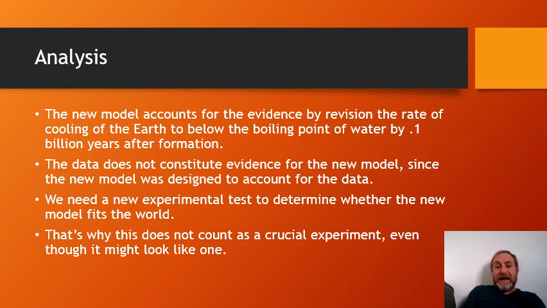Now we have a new model which accounts for this evidence by revising the rate of cooling to match the data. Again, this doesn't constitute evidence for the new model. The new model was designed specifically to account for the data. We need a new experimental test to determine whether the new model fits the world. So this doesn't count as a crucial experiment, even though it looks like we got one model the data doesn't support, and we got another model it does. Well, the new model didn't have a new experimental test. It was explicitly designed to accommodate the data. So for us, that's not counting as support, and it's not counting as a crucial experiment.